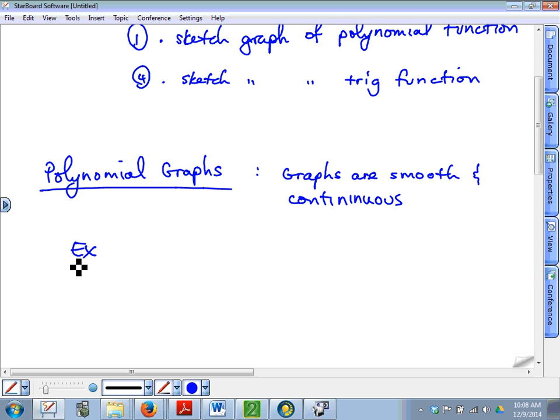Okay. So if we have this example here, y equals x to the fourth minus 12x to the third plus 48x squared minus 64x.